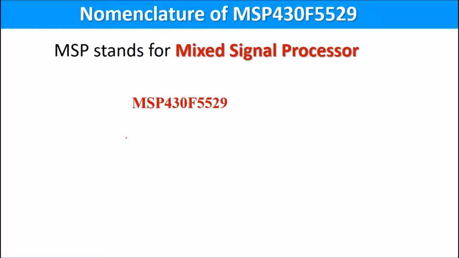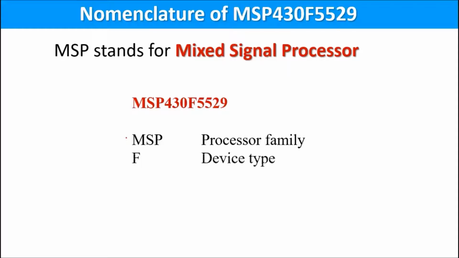MSP430F5529, this is an example of one version of MSP430. So what this indicates: MSP is the processor family, F is the device type, 5 is the series, and 529 indicates the feature set. A lot of versions of MSP430 and a lot of families are available. In this lecture series, I am going to discuss this particular family, MSP430F5529.